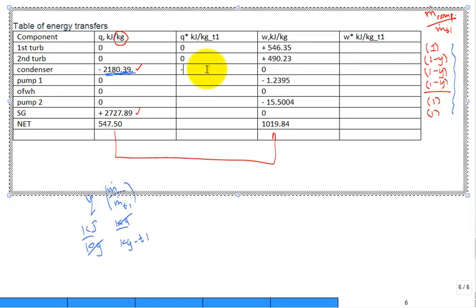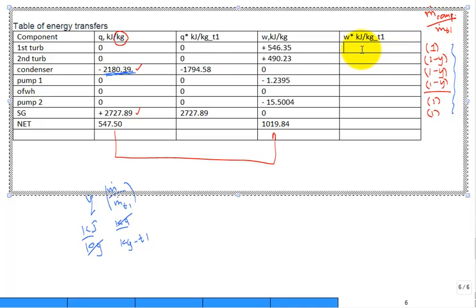becomes negative 1794.58. And this is still 0, 0, 0. And then this one remains 2727.89, because what went through the steam generator is the same that goes into the first turbine stage.